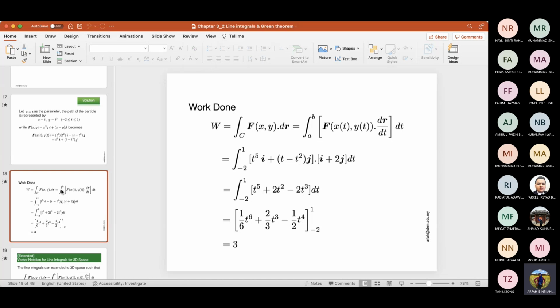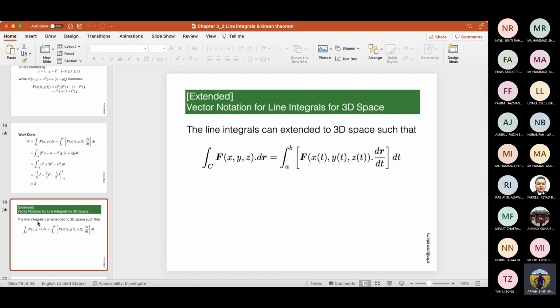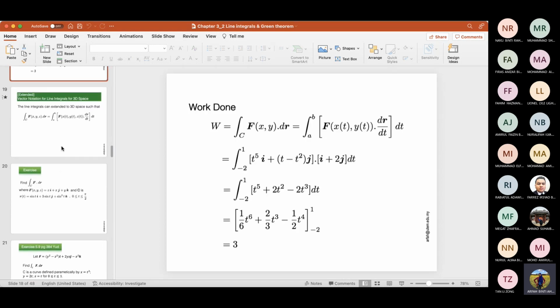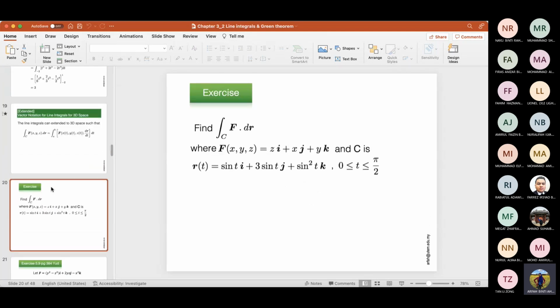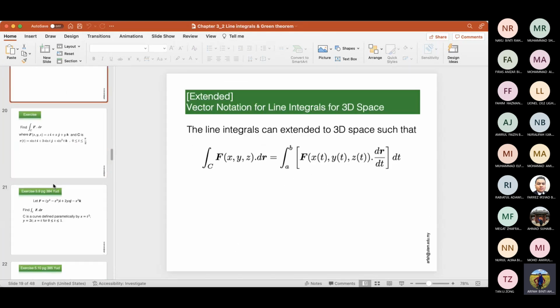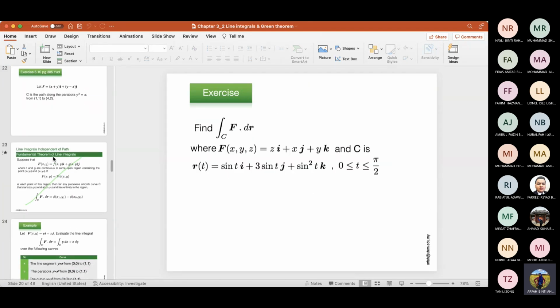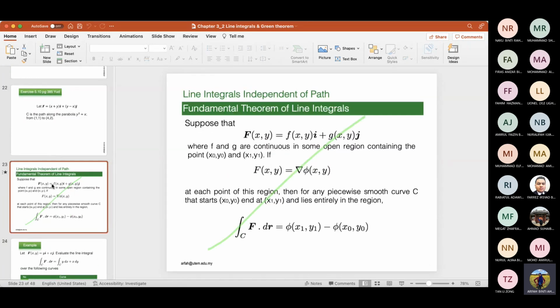So the next one, we are going to have the extended vector notation for line integral for 3-dimension space. Okay, so this one we have gone through this exercise as well, this example, and you can go through this. We have gone through this exercise as well. So these two exercises you can do.